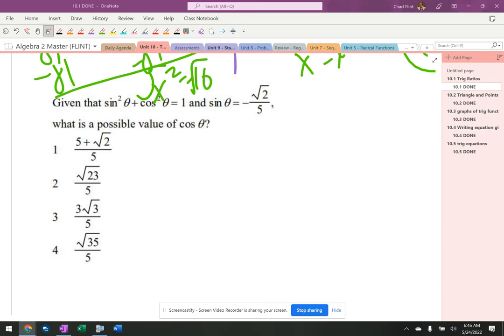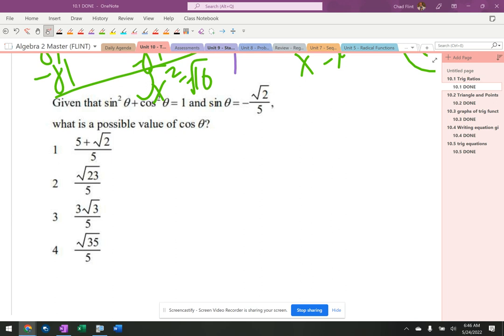So this sine squared plus cosine squared equals 1 thing is kind of a later in the unit thing. So I tossed it in here just to see what we would do with something like this. So, what is a possible value for cosine of theta? We can actually draw a triangle and figure it out that way, which is what I'm going to do.